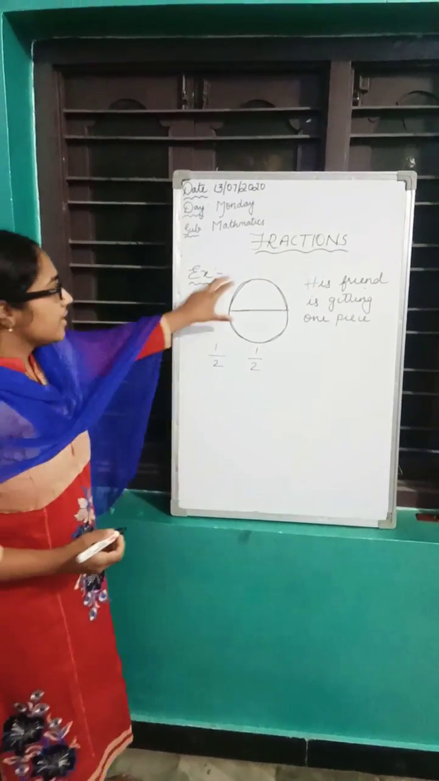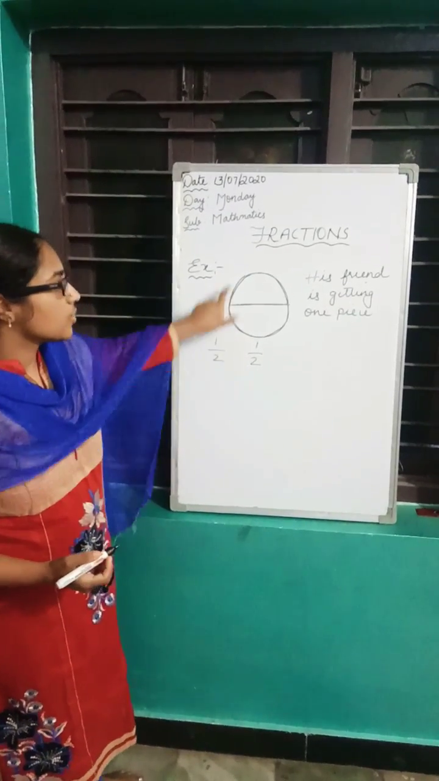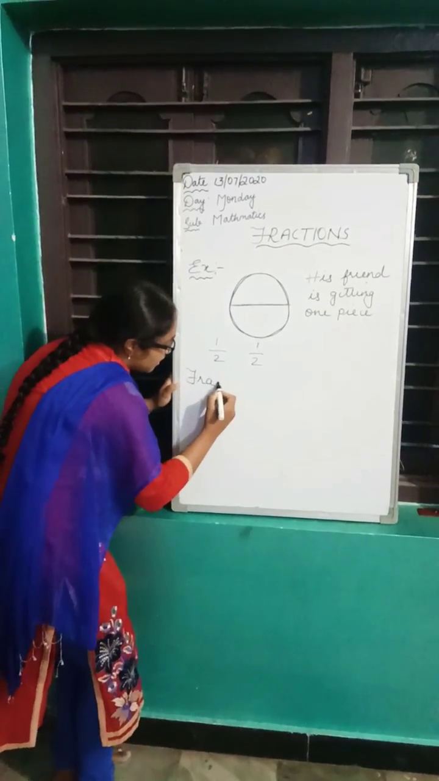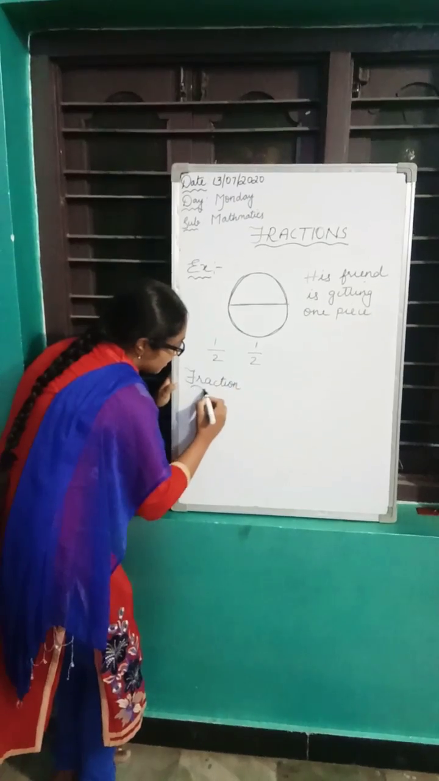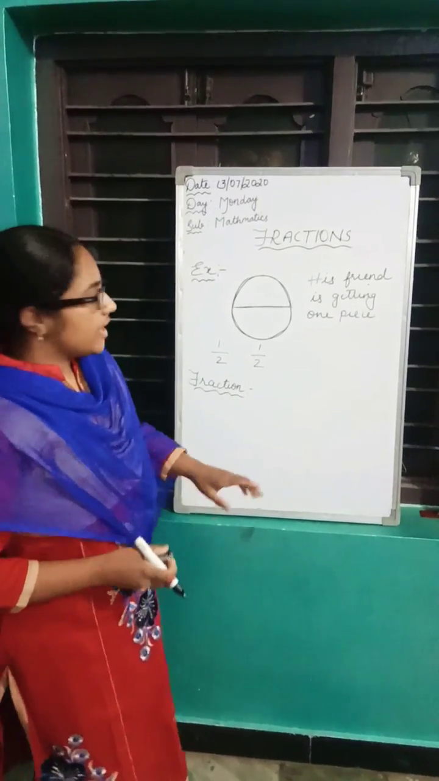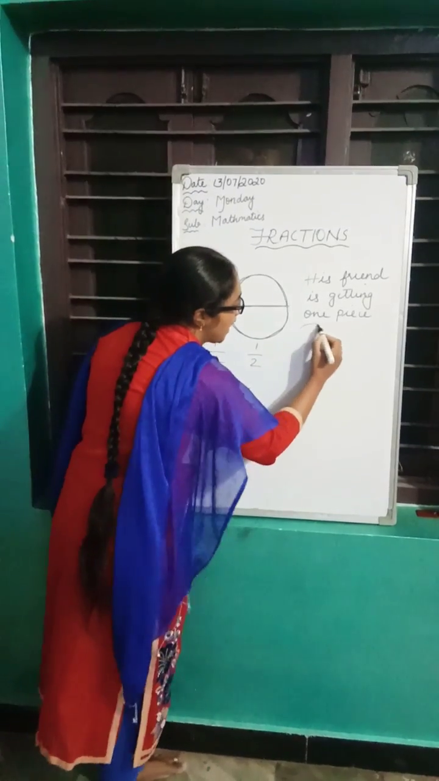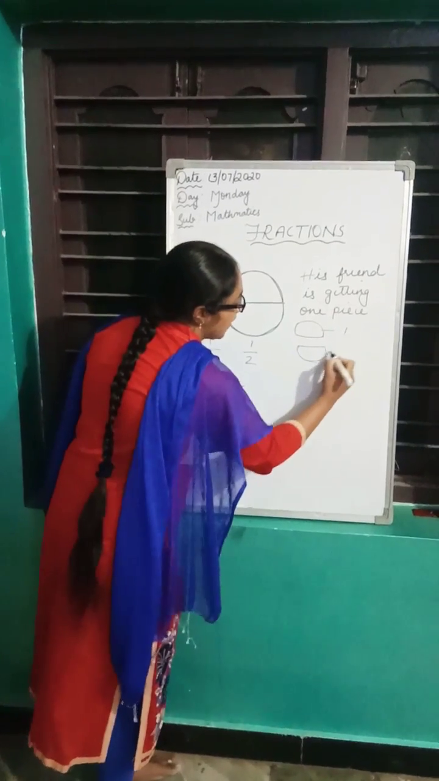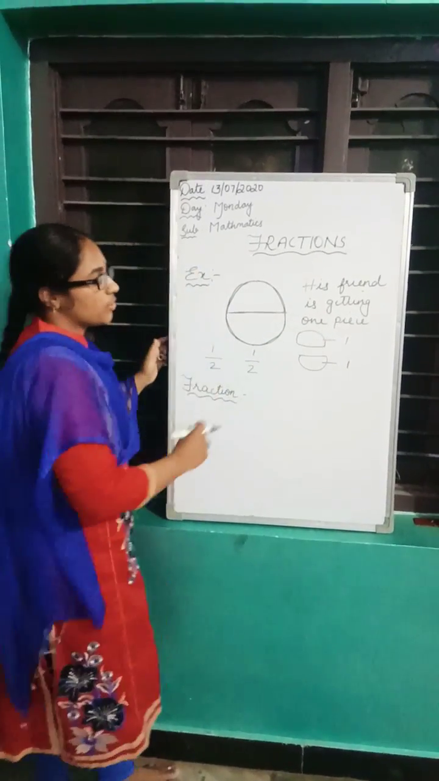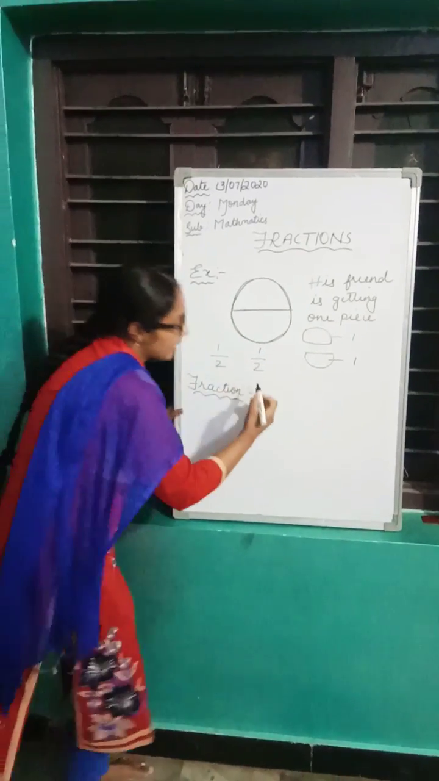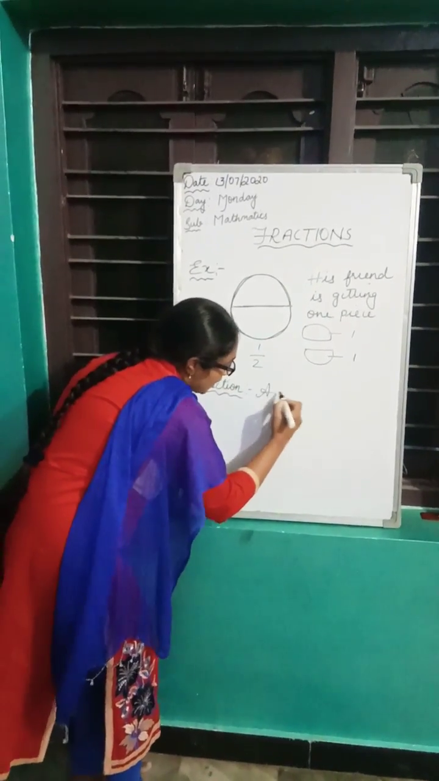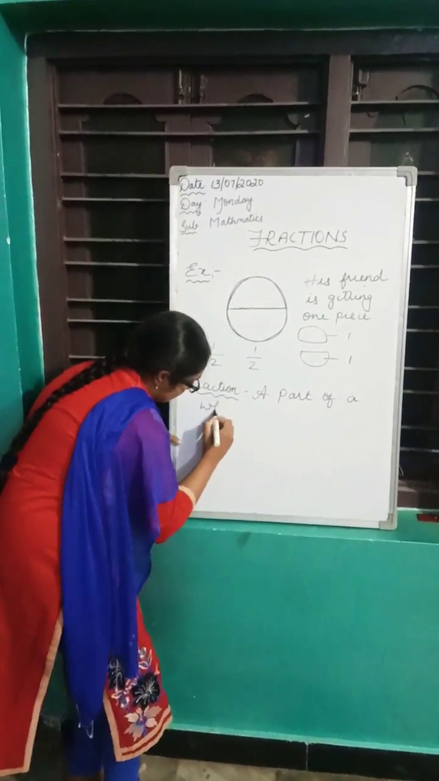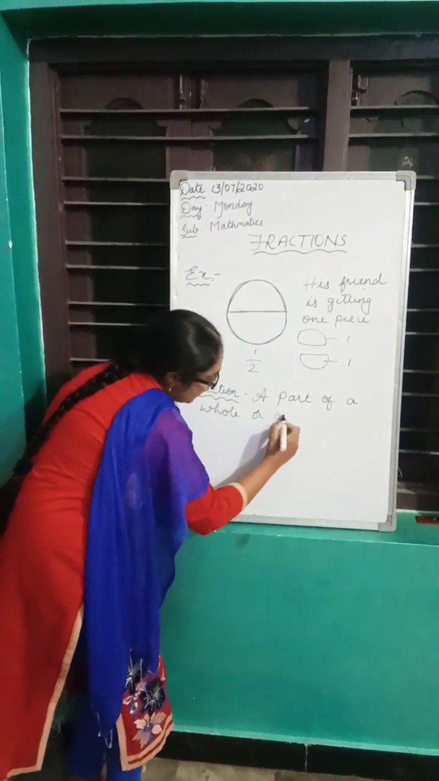If you observe, this is one full cake and these two pieces together make a whole. Now what can we give as the definition for fraction? A fraction is a part of a whole or a group. This is one piece and this is another piece. These two pieces together make a whole. So we can write the definition of fraction as a part of a whole or of a group.